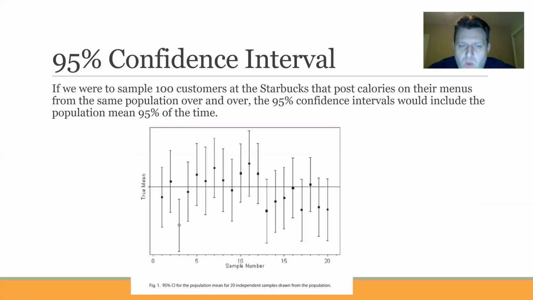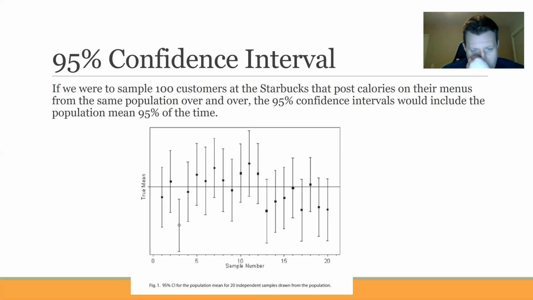So again, what is the correct interpretation of a confidence interval? If we were to do this study again and again and again, and calculate a confidence interval each single time, with this sample, with this sample, with this sample, we would find that the true population mean would be in 95% of those confidence intervals.